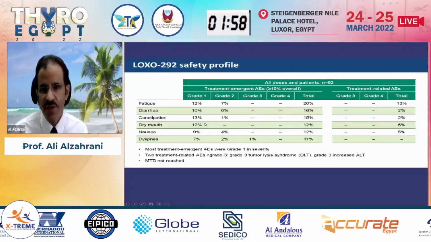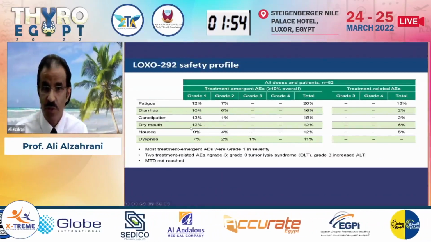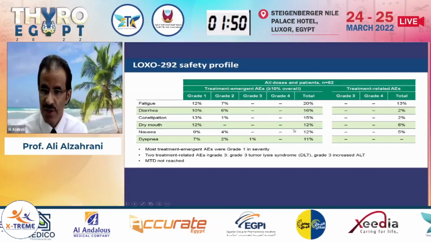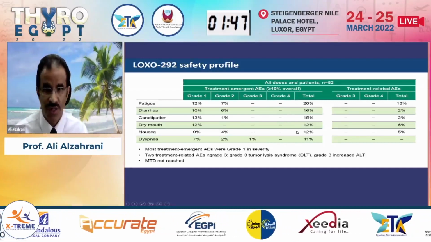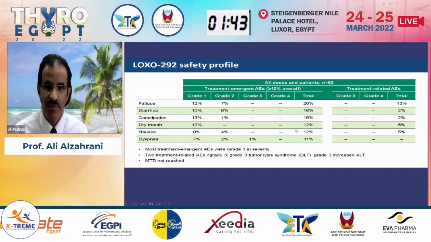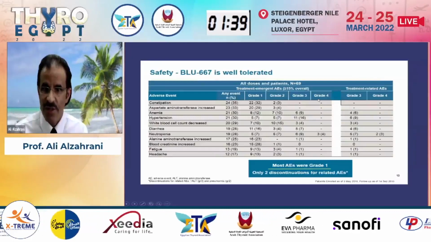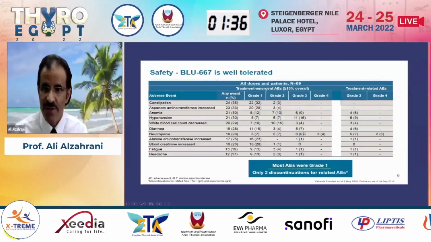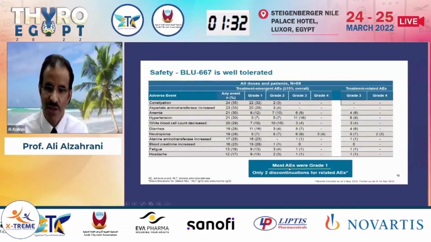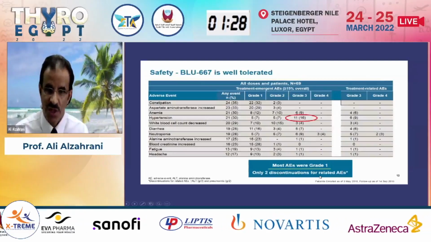The side effect profile of those drugs is really good. Most patients get only grade 1 or grade 2. Very rare to have grade 3 and grade 4. I have a number of patients on those drugs, and it's impressive that the side effect profile is very, very mild and excellent. This is the same thing for BLU-667. Again, you can see grade 3 is very rare, and grade 4 is almost not there. Most side effects are grade 1. Only 2 patients discontinued the drug for side effects.